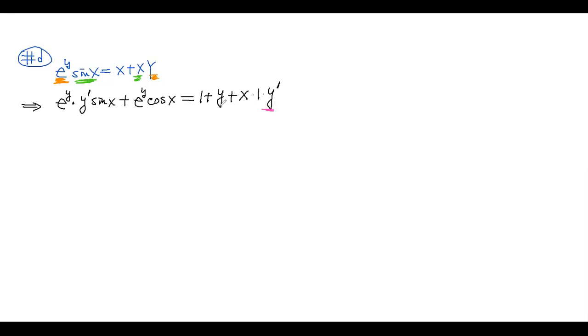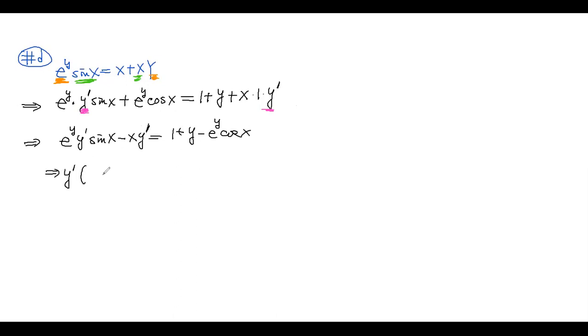All right, now let's try to figure this out. So here's y prime, here's y prime, right? So now let's try to combine everything with y prime, so move the y prime over. So this is e^y y prime sine x minus xy prime is equal to 1 plus y minus e^y cosine x here. All right, as long as you are careful about your algebra, I think you'll be fine here.